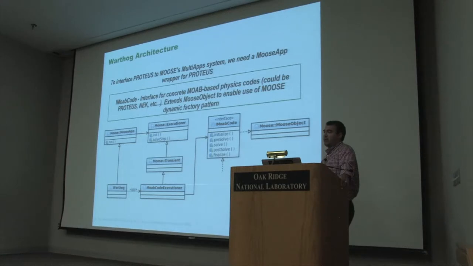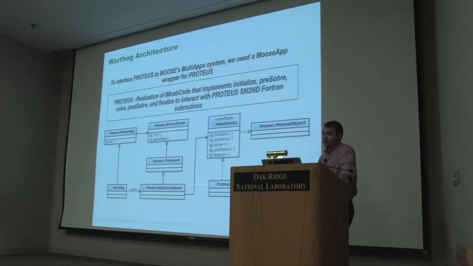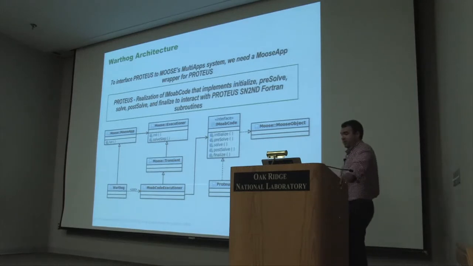And by doing that, we get a lot of support from the Moose framework for factory patterns, and you can basically just say, all right, I want to, in a text file, just say new MOAB code Proteus or something like that, okay? We do an interface implementation for that MOAB code interface for Proteus, and this is all C++ still. This Proteus object is in C++, part of the Moose framework and part of Warthog. And then that Proteus instance interacts with the Fortran interface for Proteus, okay?